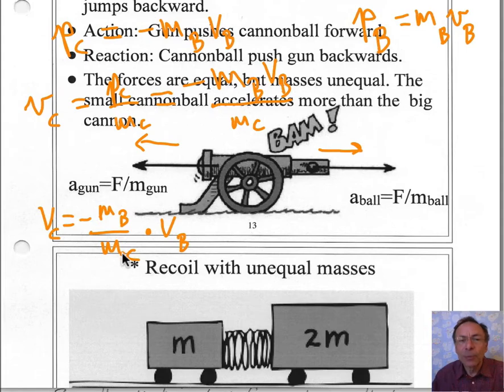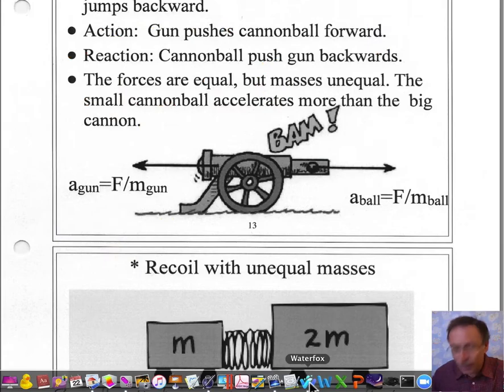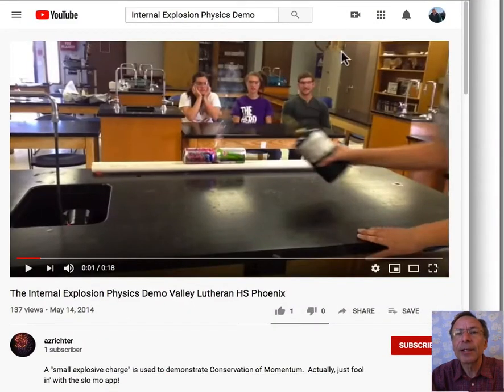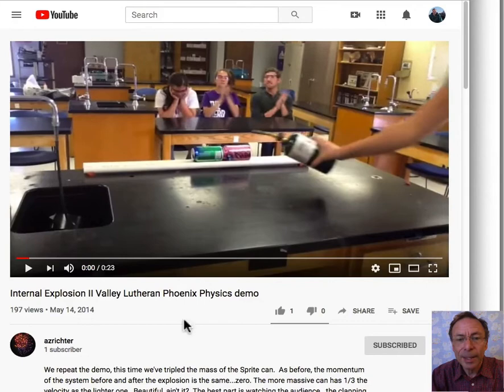Before I stop completely, let's take a look at this second video. In the second video, the can on the left, the Sprite can, is much more massive than the one on the right. The law of conservation of momentum is still going to hold. Which can is going to go slowly? Which can is going to go real fast? Well, I guess you saw the video, so you already know the answer. Okay, so that brings us to the end of these notes.